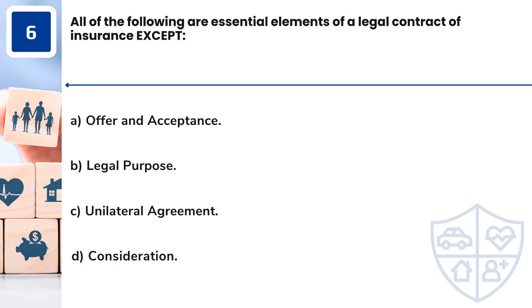Question 6. All of the following are essential elements of a legal contract of insurance except A. Offer and acceptance. B. Legal purpose. C. Unilateral agreement. D. Consideration.